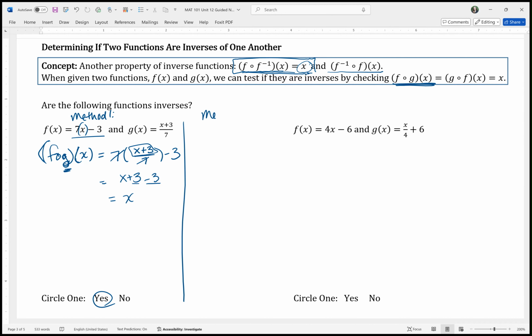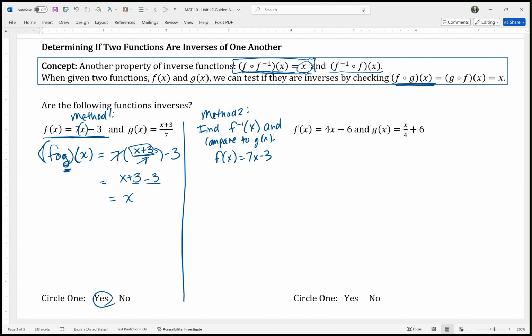Method 2 is find f inverse of x and compare to g of x. Honestly, either method is fine. You decide what works best for you. If you can remember doing f of g of x, you can do that. If you can remember this, then that's fine, okay? So what we're going to do is take f of x, which is, let's rewrite it. f of x is 7x minus 3, and we want to find the inverse. This is great practice for doing that.